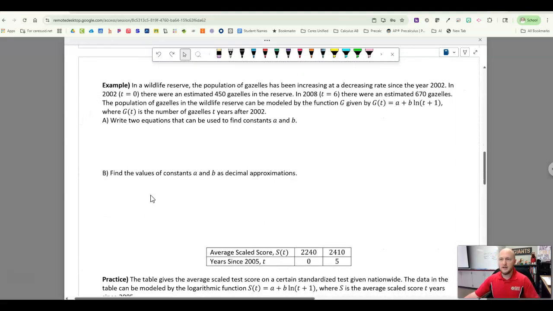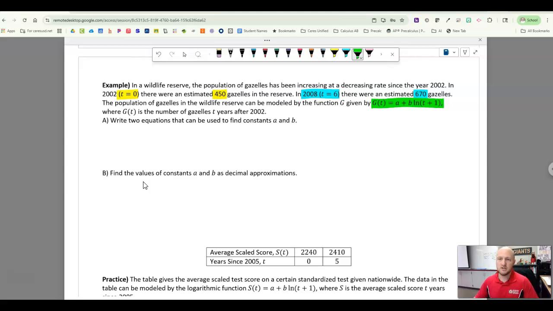So let's go ahead and look at the first example here. Example 1 says, in a wildlife reserve, the population of gazelles has been increasing at a decreasing rate since 2002. In 2002, t equals 0, there were an estimated 450 gazelles in the reserve. In 2008, t equals 6, there was an estimated 670 gazelles. The population of the gazelles in the wildlife reserve can be modeled by the function g of t, where g of t equals a plus b times the natural log of t plus 1, where g of t is the number of gazelles t years after 2002.